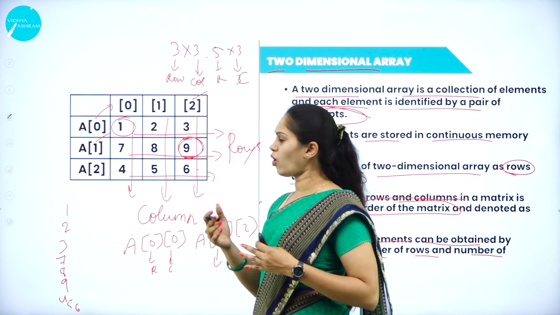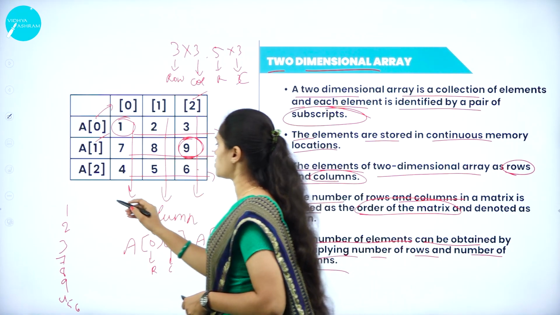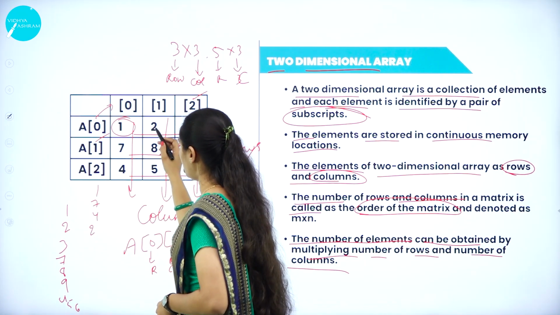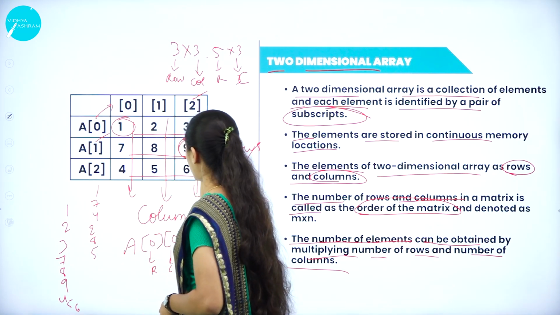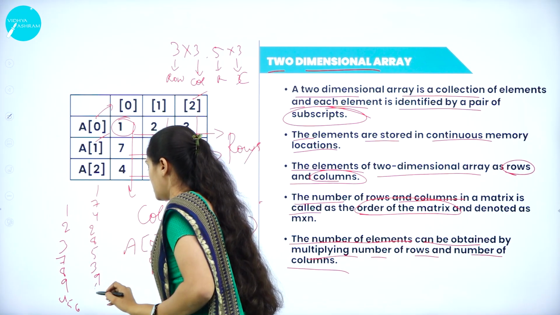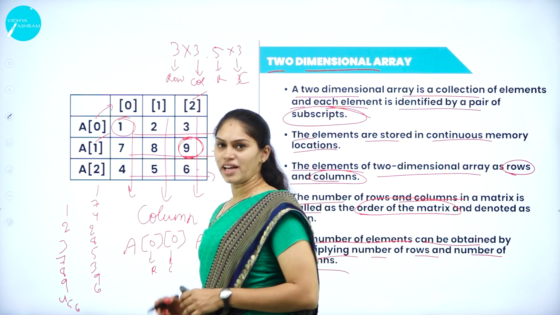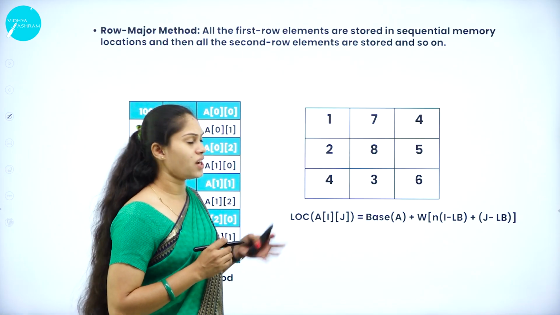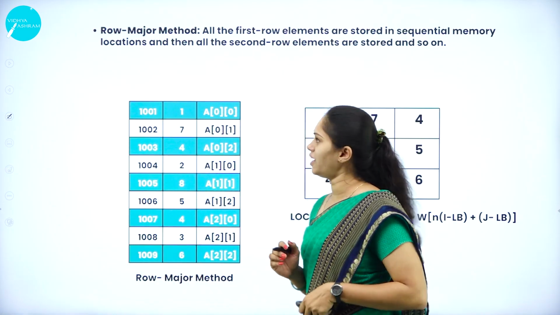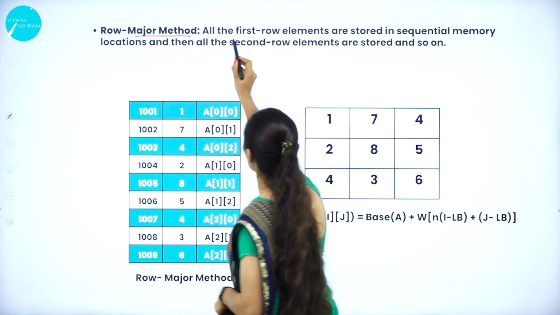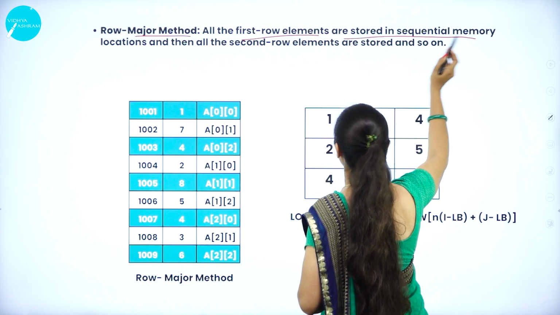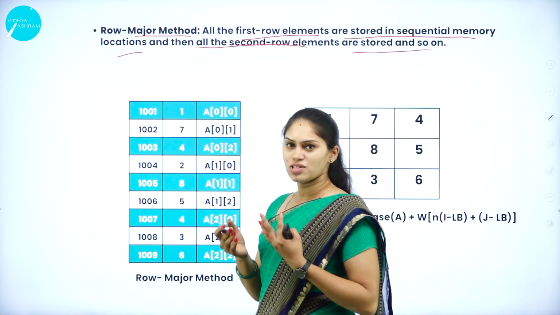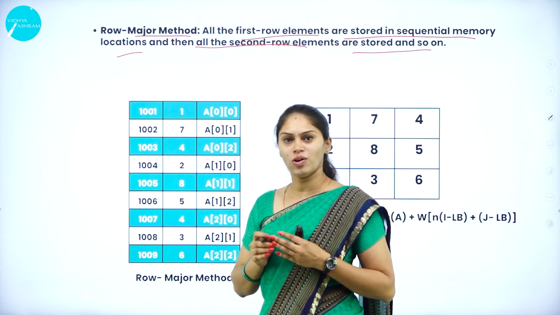If I want to consider the column, these are the column elements, so my preference will be given to the column values. That is 1, 7, 4, then 2, 8, 5, and this one 3, 9, 6. So this is column major, and this is row major. If it is row major, our preference will be on the rows, and if it is column major, our preference will be on the columns. Now we'll see the row major method. All the first row elements are stored in sequential memory locations, and then all the second row elements are stored. Based on how many rows we have, it is stored as it is.